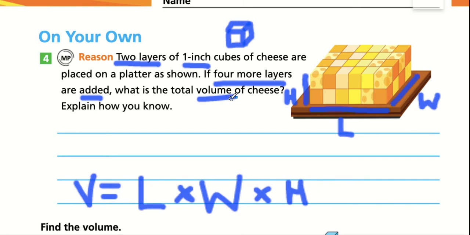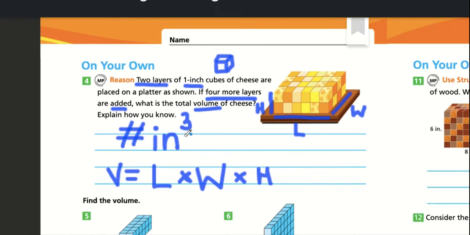Remember, when I give my answer in volume, I'm going to have my number, whatever number you get once you multiply. My unit here is inches, so I'm going to say inches. And because I multiplied 3 things, I'm going to have to give this a cube, a power of 3, because I multiplied 3 different dimensions. 3D, 3 different dimensions. Okay?